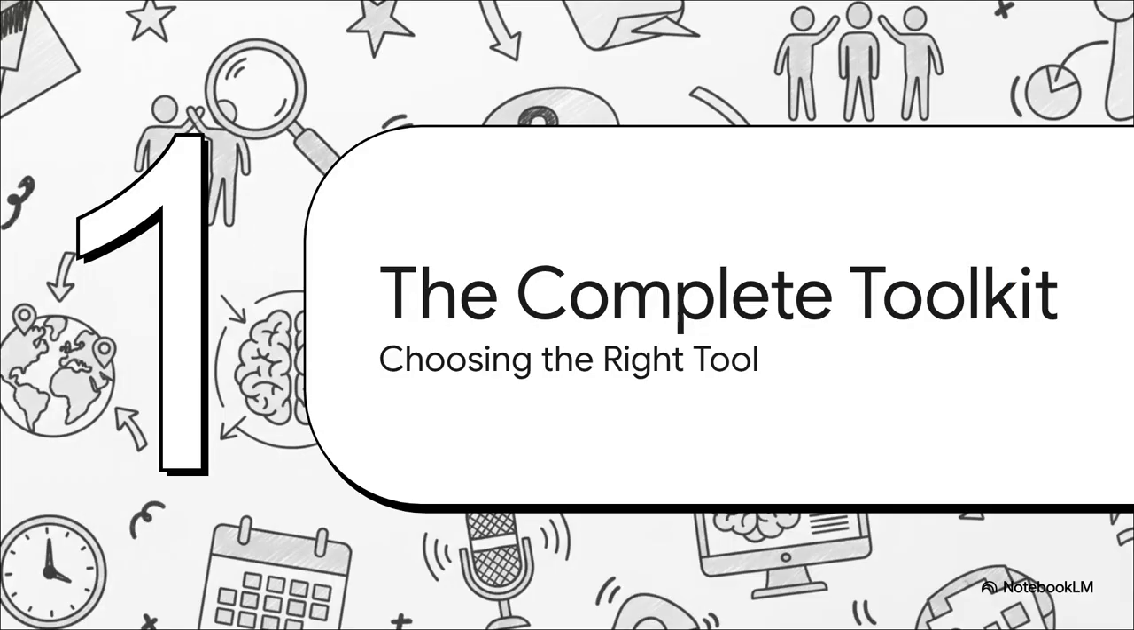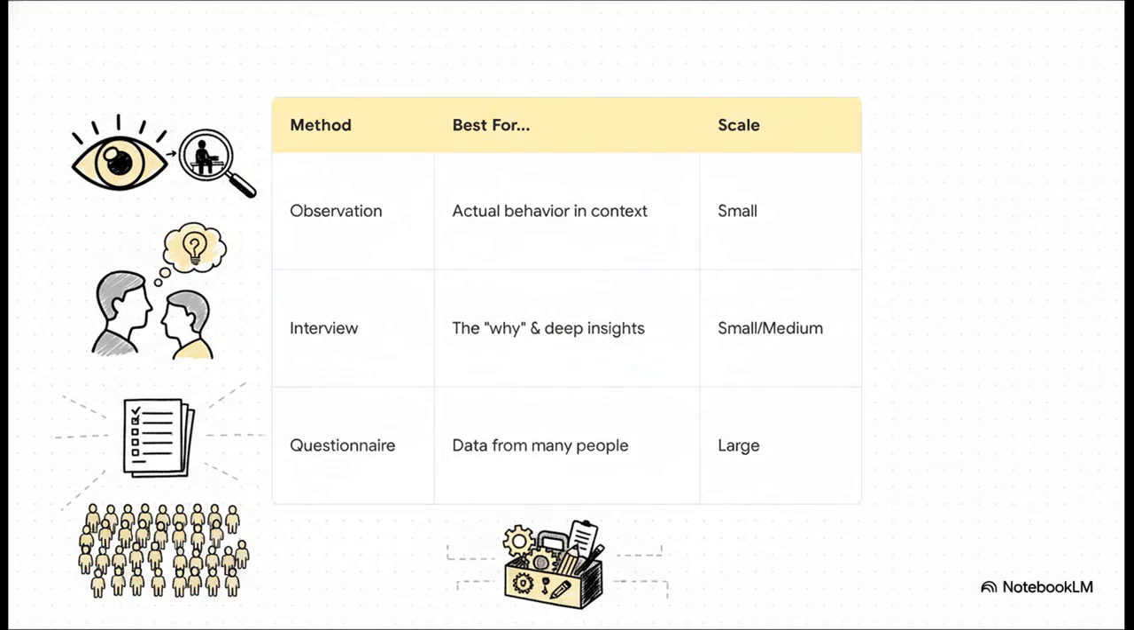Okay, so let's recap. We've got our three core tools: watching people with observation, asking them deep questions with interviews, and asking lots of people with questionnaires. The final piece of the puzzle, the mark of a great researcher, is knowing exactly which tool to pull out of the box and when. And here's the big takeaway from all of this. There is no single best method. It all depends on the question you're trying to answer.